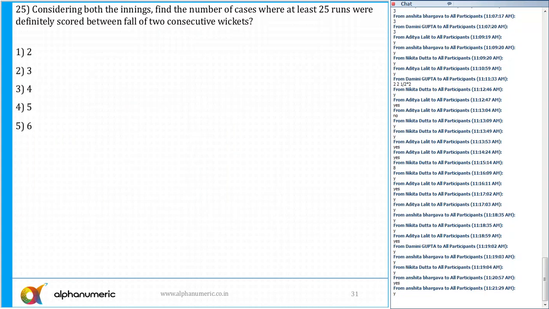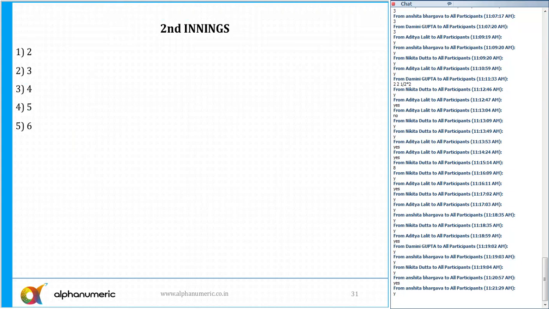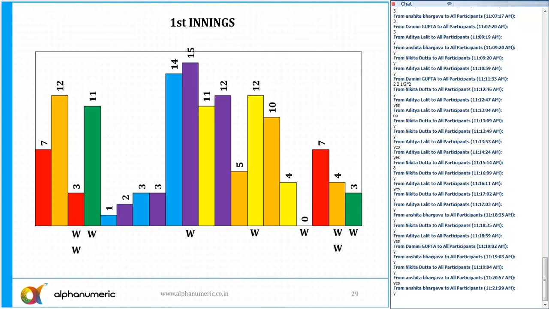Considering both the innings, find the number of cases where at least 25 runs were definitely scored between the fall of 2 consecutive wickets. At least 25 runs. So at least 25 runs were scored between the fall of 2 consecutive wickets.